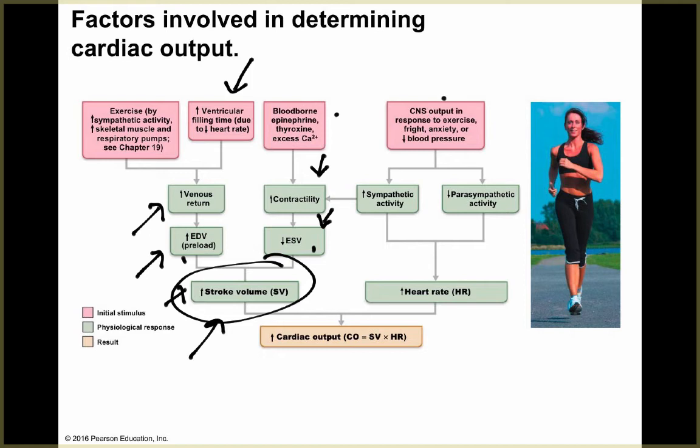Central nervous system output is in response to exercise. So if you have fight or flight, anxiety, decreased blood pressure, that can either be parasympathetic or sympathetic activities. If you increase sympathetic activities and decrease parasympathetic, then you're going to get increased heart rate. So you have higher stroke volume, higher heart rate. It's going to increase cardiac output.